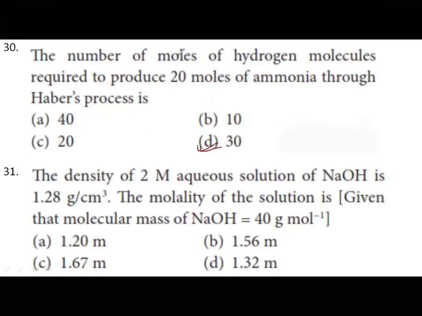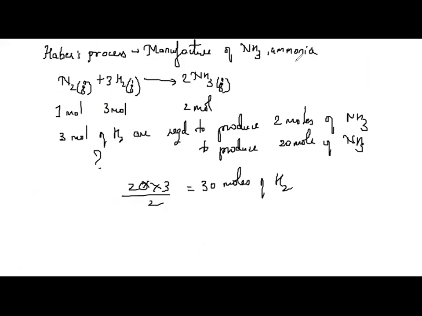Moving to the next question. The density of a 2 molar aqueous solution of NaOH is 1.28 grams per cc. The molality of the solution is, and they have given the molecular mass. Even if they don't give the molecular mass, nothing to worry, because we can easily find it, correct? So what is given? They have given density, the density of the 2 molar aqueous solution, 1.28 grams per cc, right?